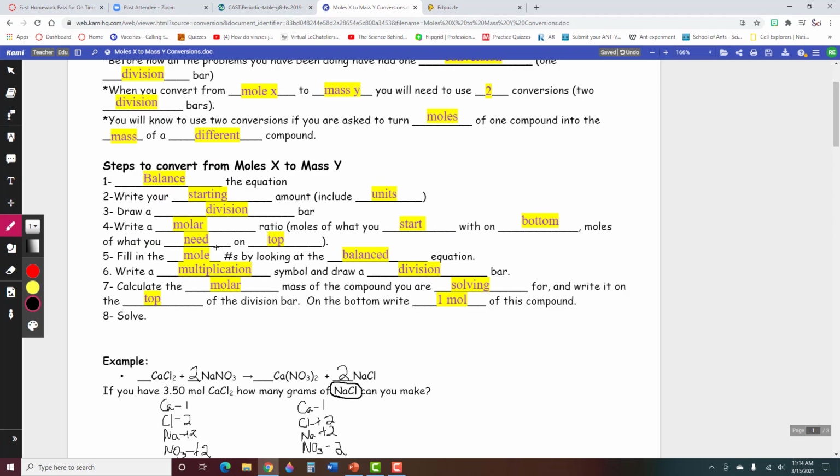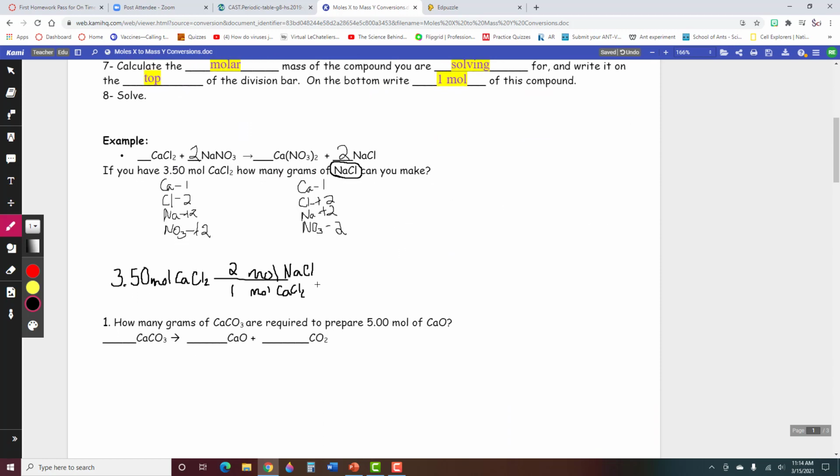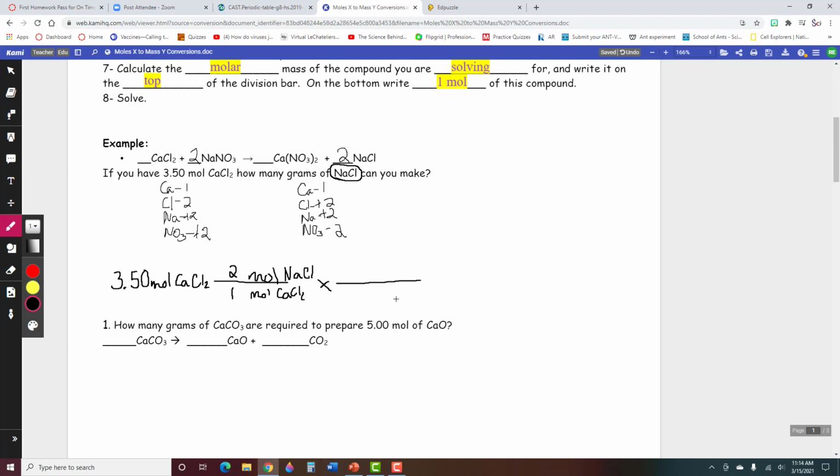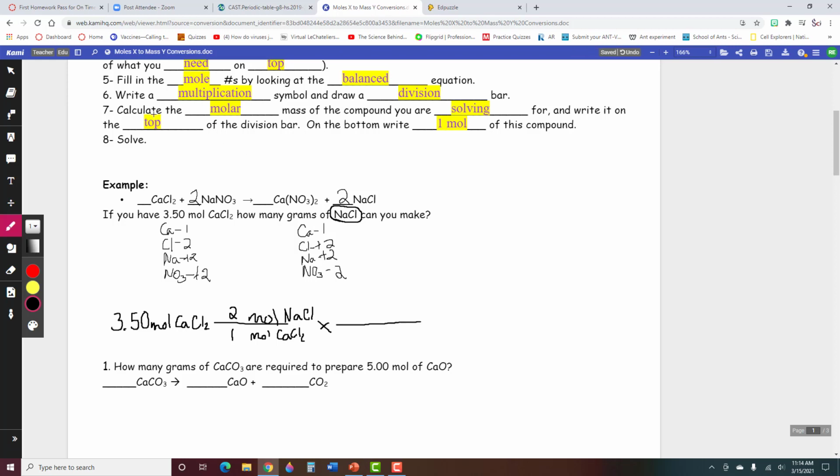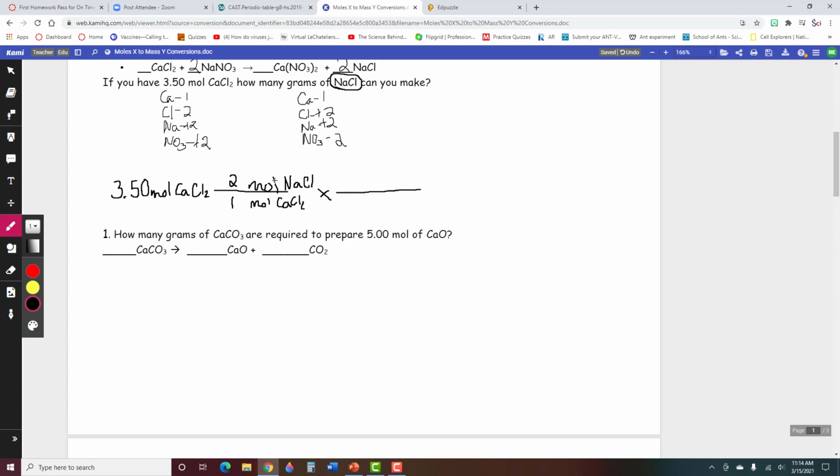Now, on to the next step. Fill in the mole numbers by looking at the balanced equation. We did that. Write a multiplication symbol, draw a division bar. So we add on here, next division bar. And then next step, calculate the molar mass of the compound you are solving for and write it on the top of the division bar. But even if I didn't read that, here's what you should do. Always take the unit on top and drop it to the bottom. These units should always be diagonal to each other. So this should be moles of NaCl.